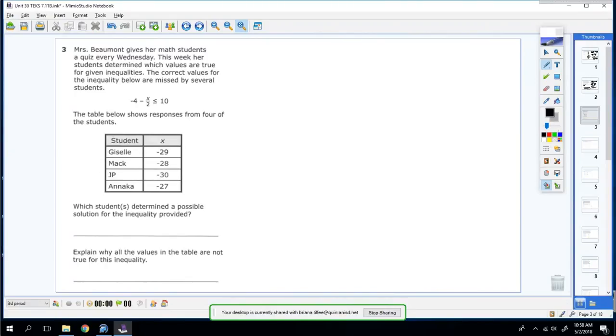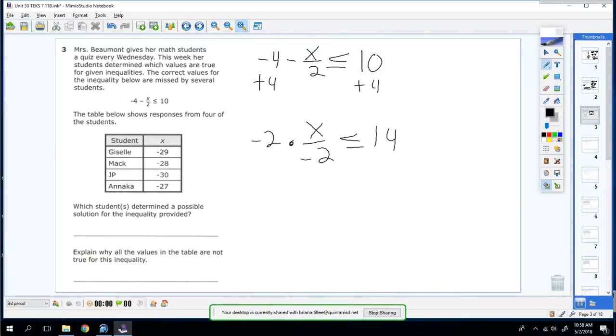So what we're going to do is write our inequality. Then you're going to add 4 to both sides. So now you have x over negative 2 is less than or equal to 14. Since that negative 2 is being divided, you're going to multiply both sides by negative 2. You get x, and then the sign switches to greater than or equal to negative 28. Remember, the reason why the sign switches is because you're multiplying both sides by a negative number.